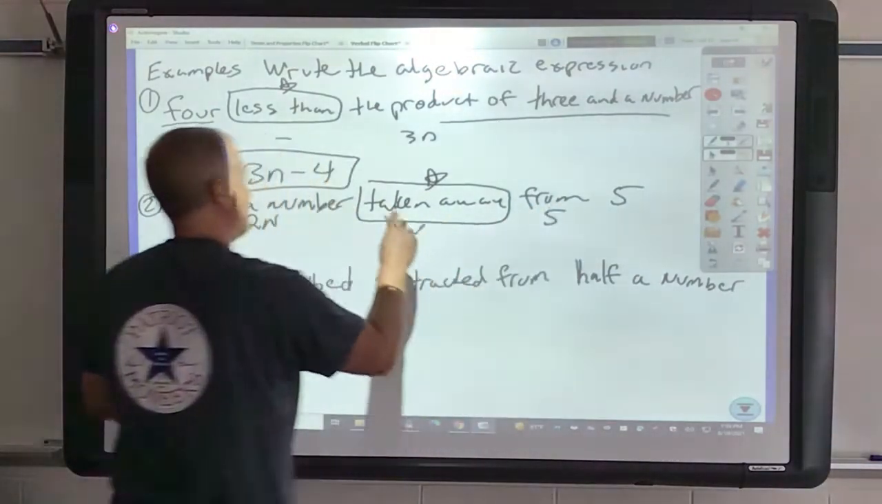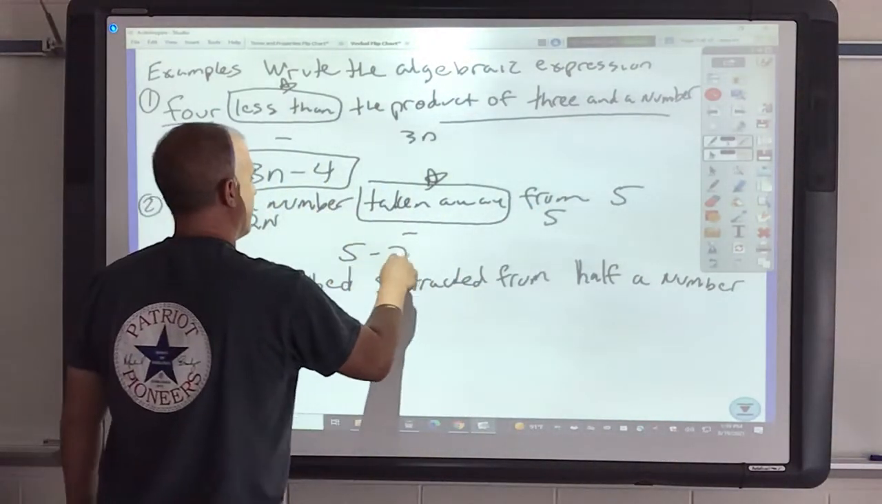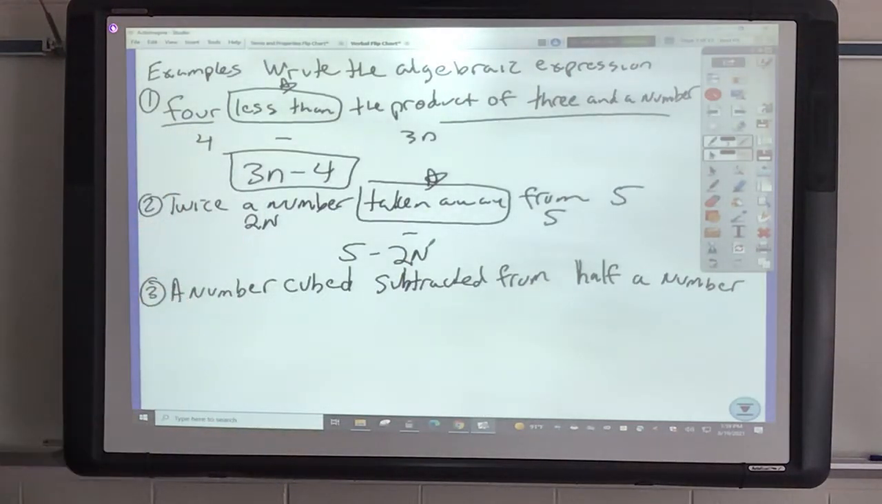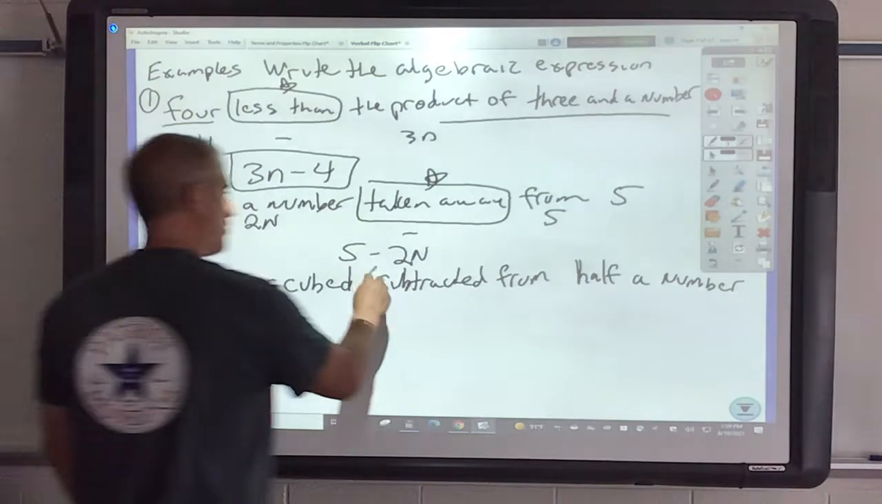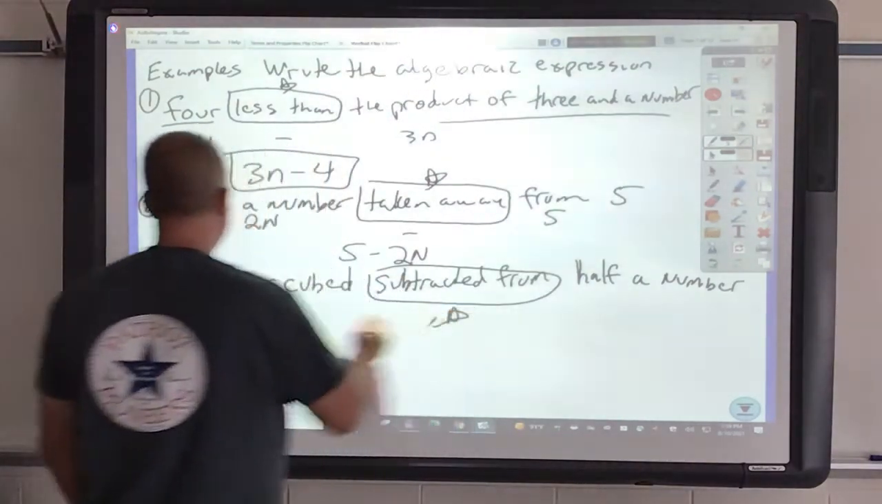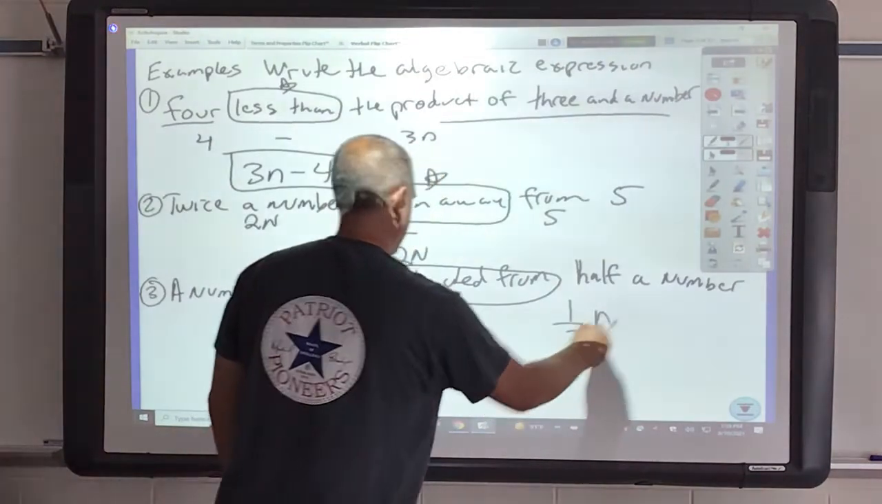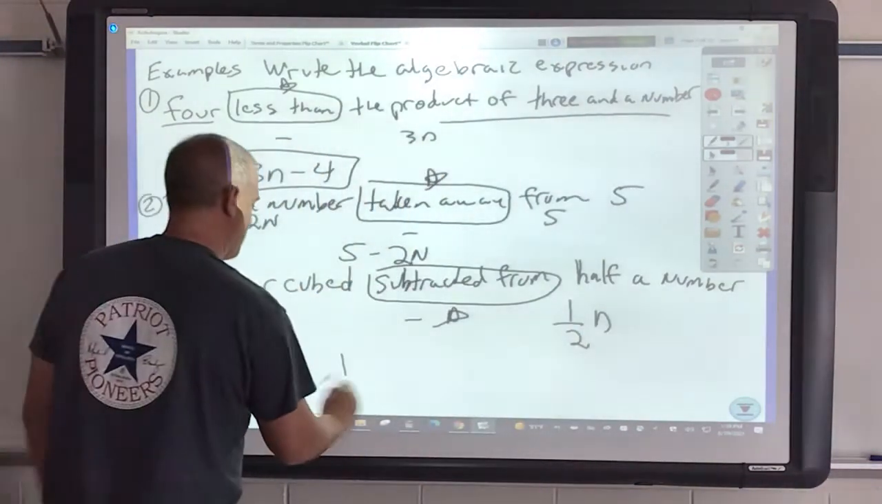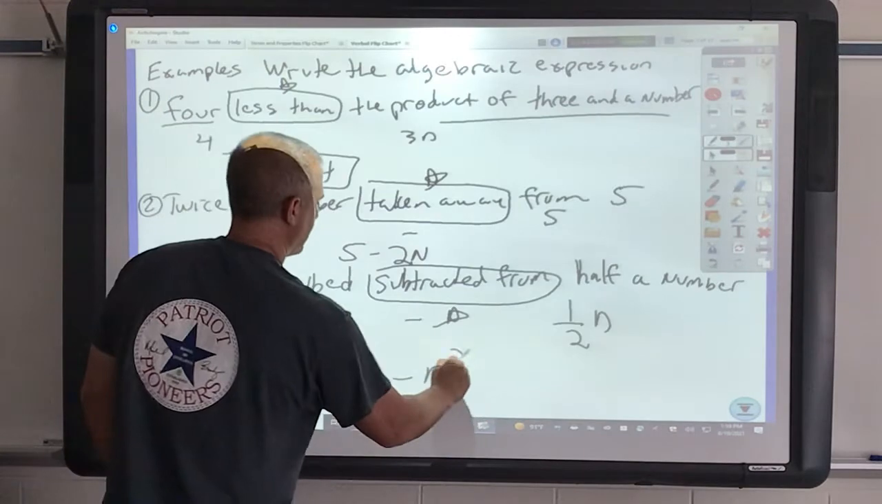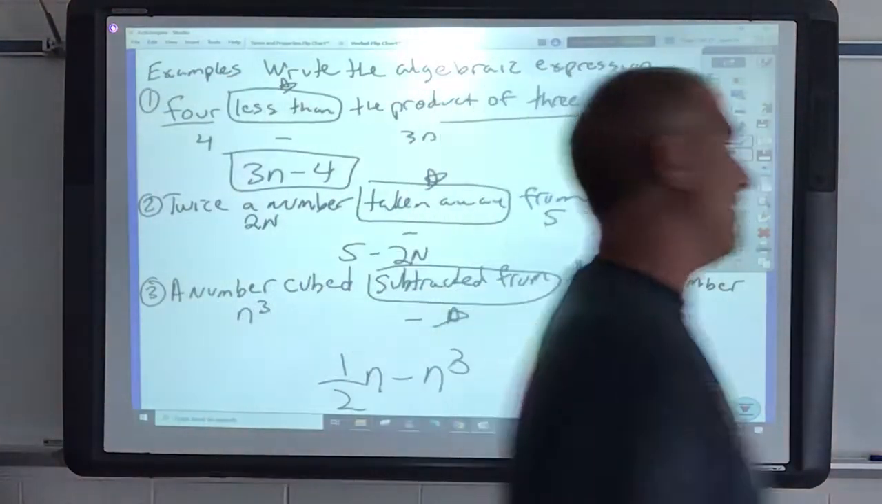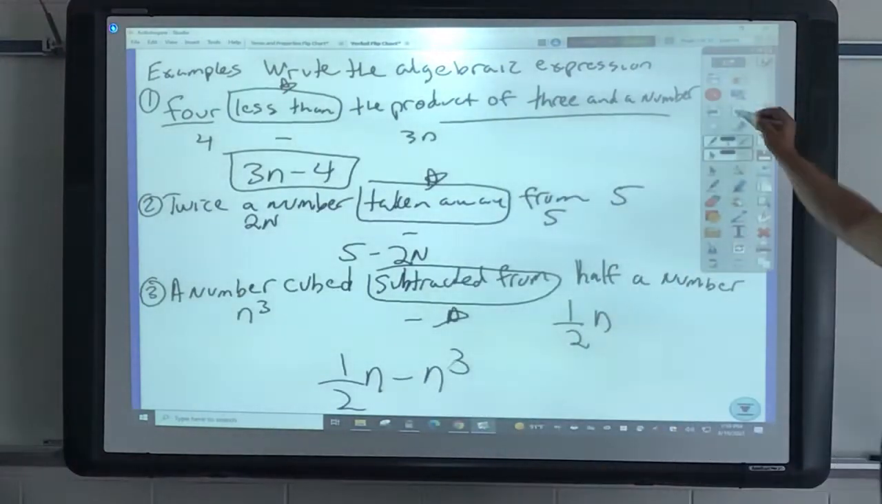5. We know that's minus. But what that's going to do is flip the order. Okay, that sort of makes sense. Twice a number taken away from 5. A number cubed subtracted from, that's another big one. A number cubed, n cubed, subtracted from half of a number. So once again, this would be 1/2 n minus n cubed. So those words, less than, taken away from, subtracted from, make sure you're switching that order.